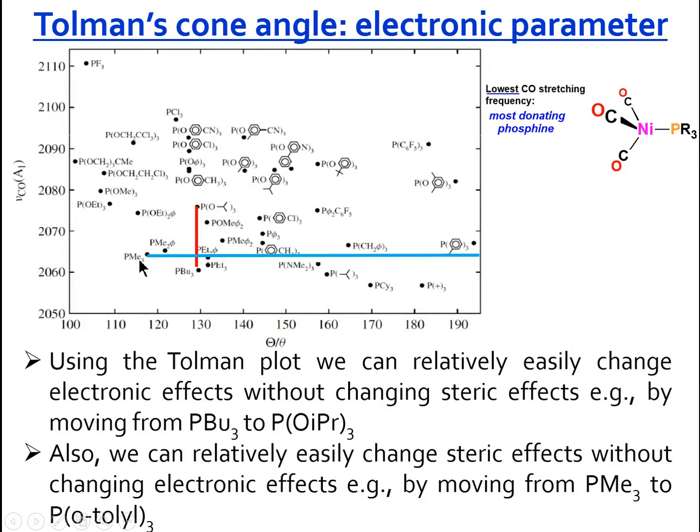So comparing P-methyl-3 and P-tolyl-3, P-methyl-3 and P-tolyl-3 are good sigma donors, but P-tolyl-3 is bulkier than P-methyl-3. For this reason, P-methyl-3 is a stronger donor than P-tolyl-3, and νCO is less.